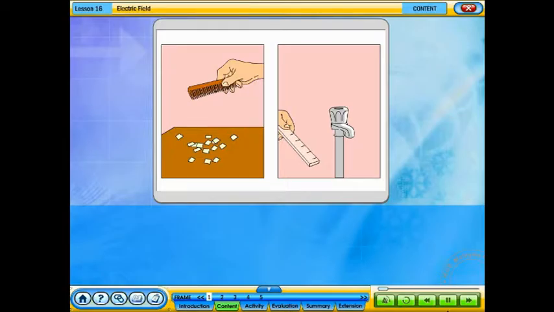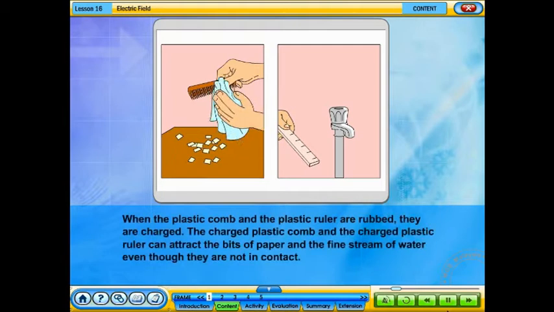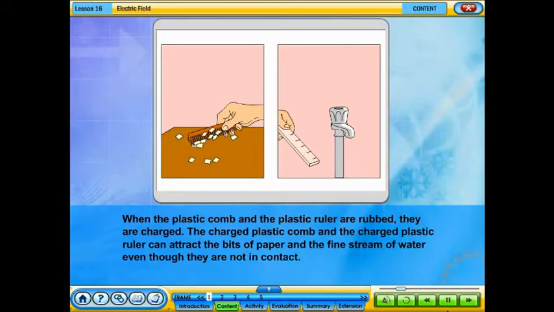If you want to move something, you would have to touch it, push it, or pull it directly. However, some objects can be moved without touching them. When the plastic comb and the plastic ruler are rubbed, they are charged. The charged plastic comb and the charged plastic ruler can attract the bits of paper and the fine stream of water, even though they are not in contact.